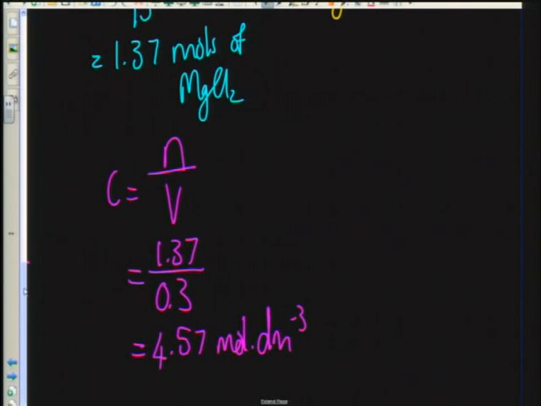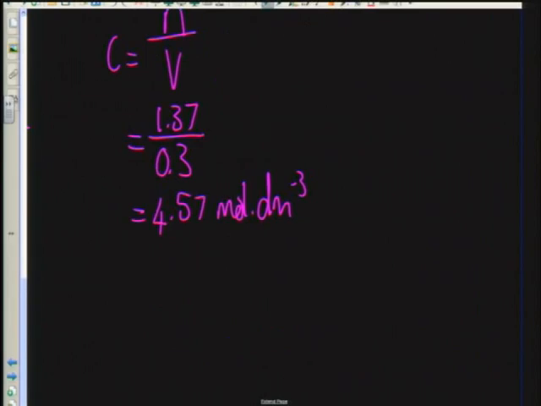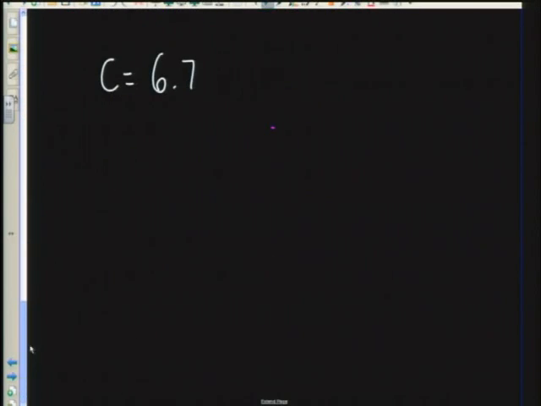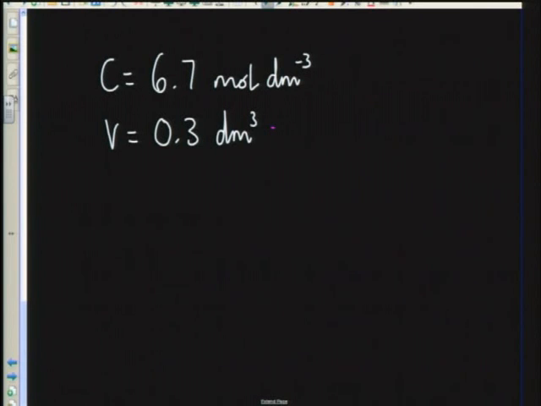Well, we kind of go through the same question backwards, in a sense, because what we need to start off with is the concentration, and they wanted it to be 6.7. Check it quickly. 6.7 moles per cubic decimeter. The volume hasn't changed, it's still 300 cubic centimeters or 0.3 cubic decimeters. And the number of moles is what I'm going to be trying to find.